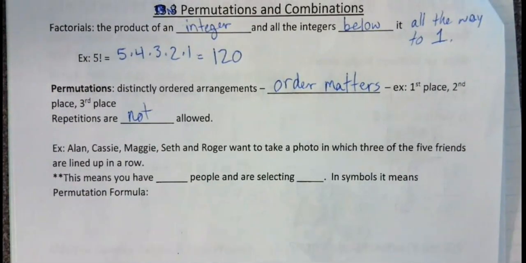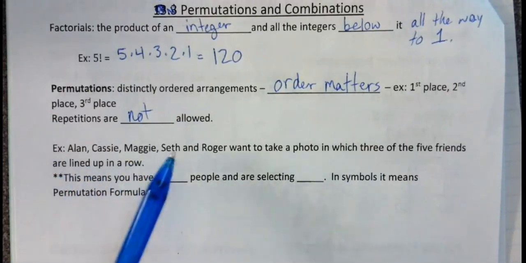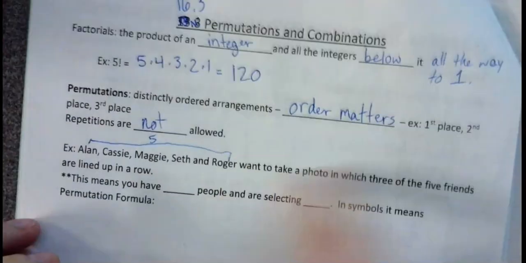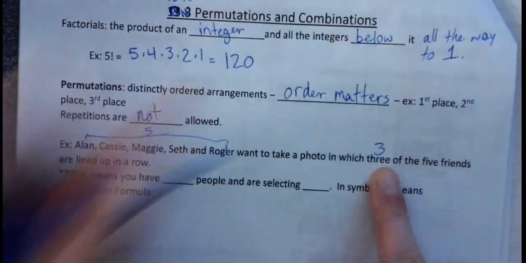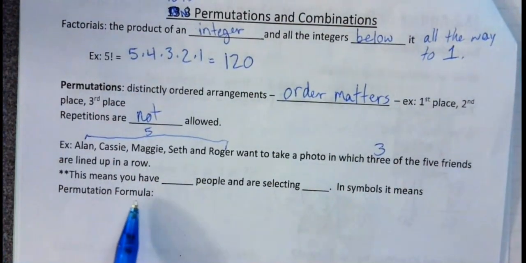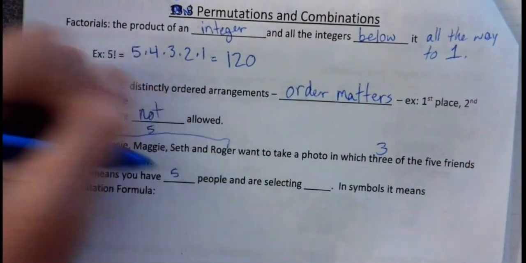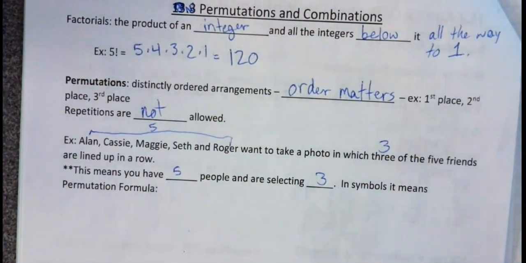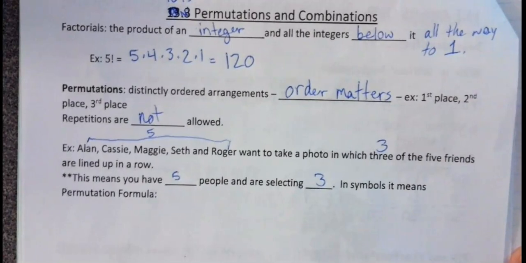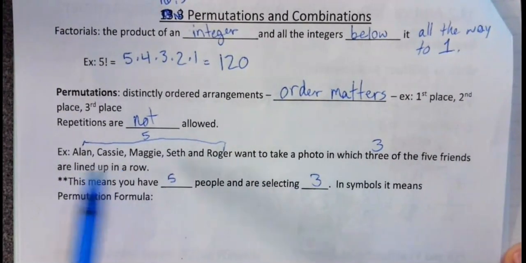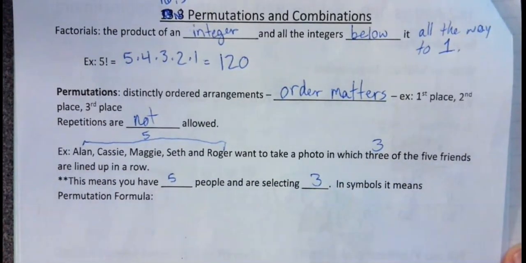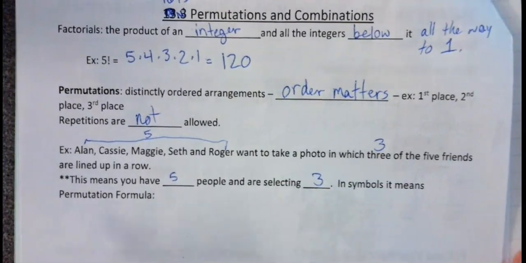All right, so we have these 5 people in this example: Alan, Cassie, Maggie, Seth, and Roger. That is 5 people. They want to take a photo in which 3 of the 5 friends are lined up in a row. So they have 5 people and they're selecting 3 of them. This is kind of a weird example, but they want to pick 3 of them and then put them in different orders. It matters who's standing on the left, the middle, and the right for that permutation formula.